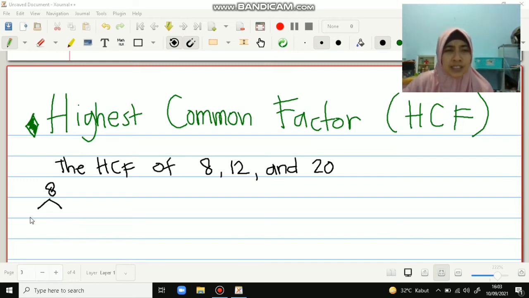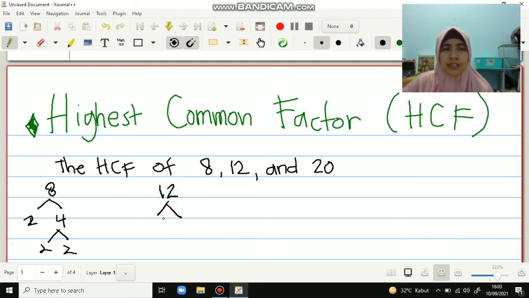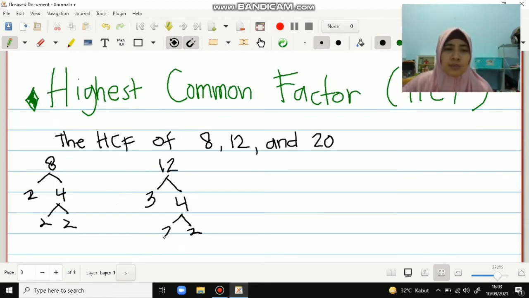The prime factorization for 8 is 2 times 4. And 4 gives 2 times 2. 12 gives us 3 times 4. And the 4 gives 2 times 2. Okay. 20 gives us 5 times 4. I want to make it 5 times 4. And the 4 gives 2 times 2.